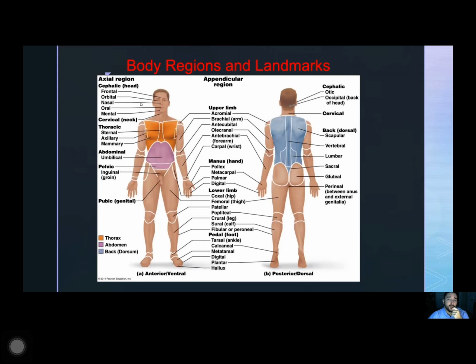This is just a way to use medical terminology to describe an area in the body. And you will use this as an aspiring healthcare provider. You'll use these words every single day. So make sure we know all of these words on this slide.